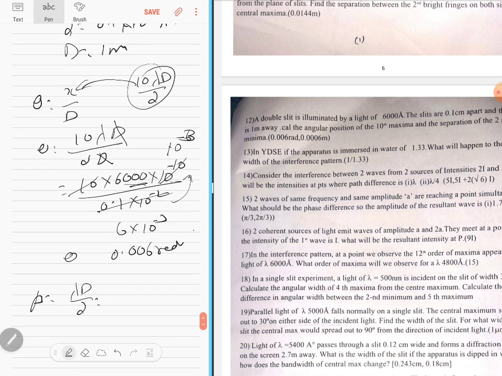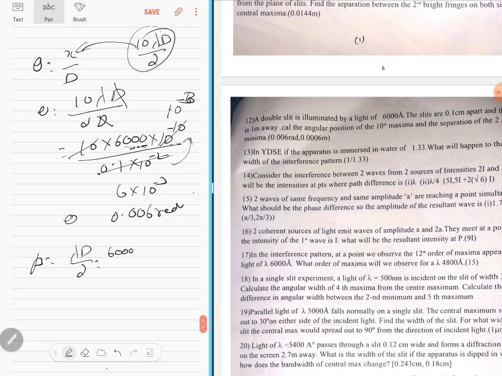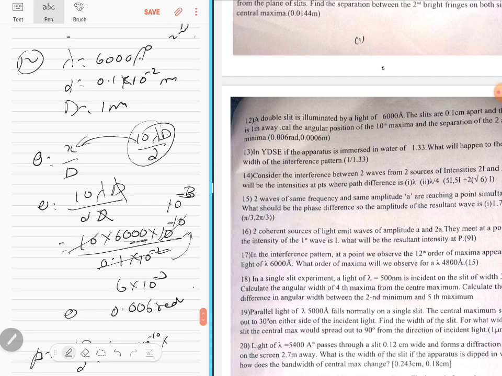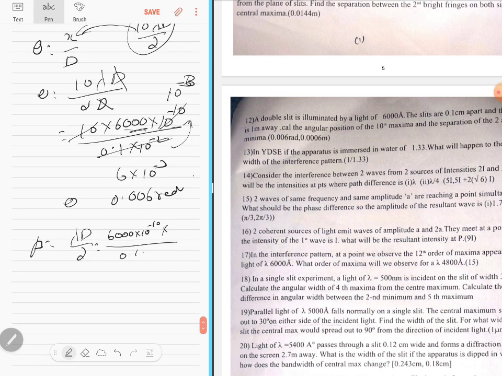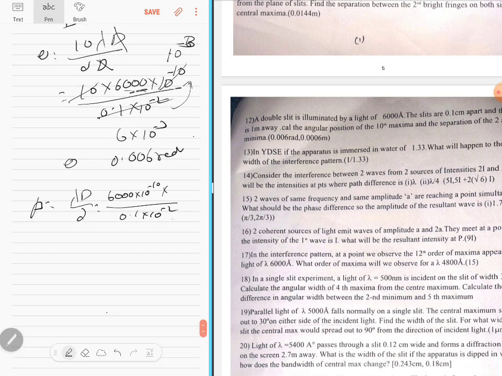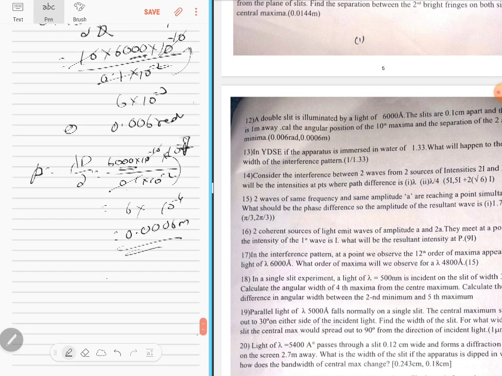Lambda is 6000 into 10 to the power minus 10, capital D is 1 meter, and small d is 0.1 into 10 to the power minus 2. This when taken up will make it 10 to the power minus 8. This 10 to the power minus 1 goes up and will become 10 to the power minus 7. It's already a 3 here, which will make it 10 to the power minus 4. So 6 into 10 to the power minus 4, which makes 0.0006 meters. That will be your bandwidth. It's a very, very easy sum.